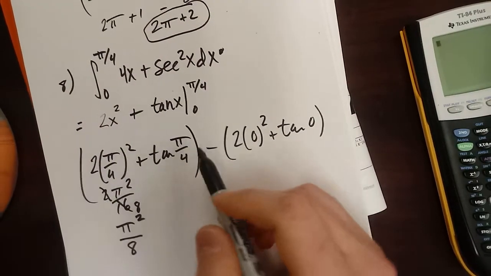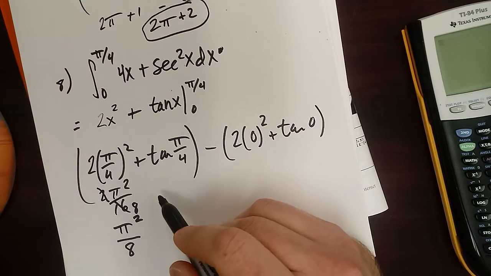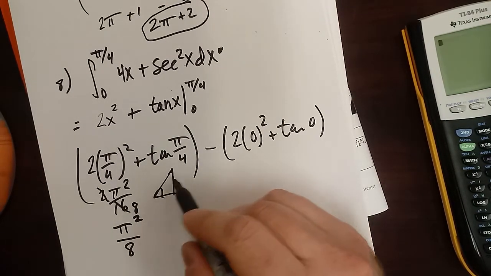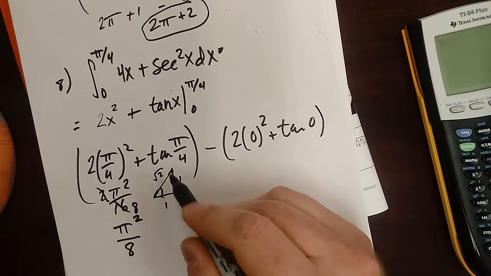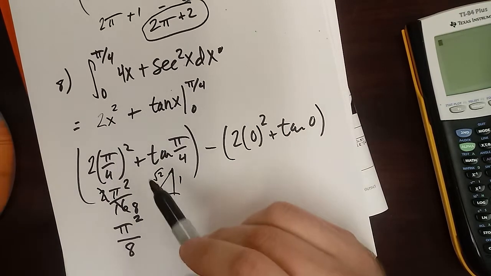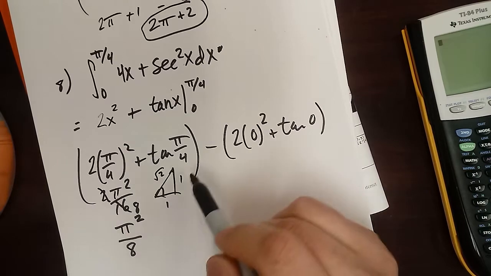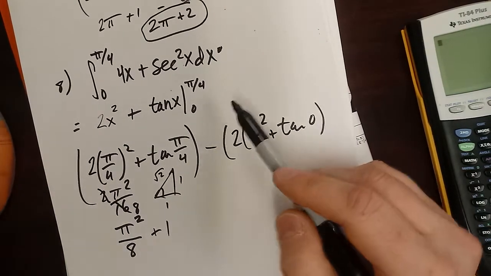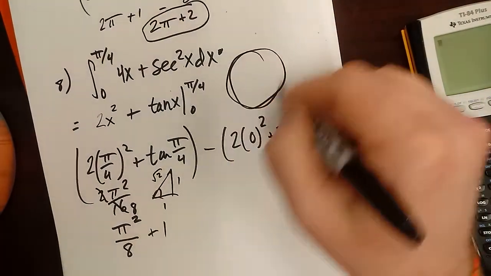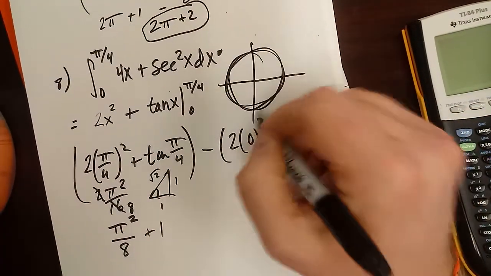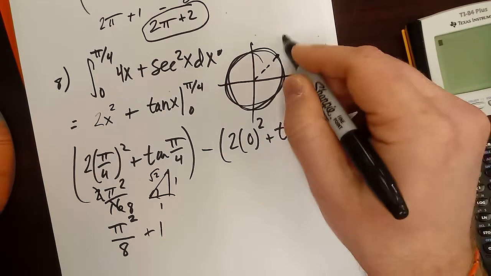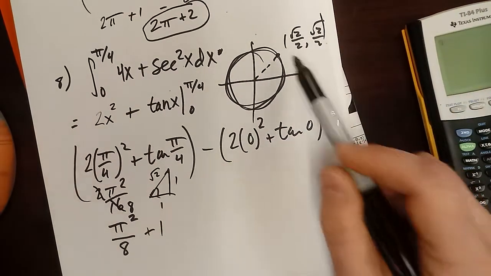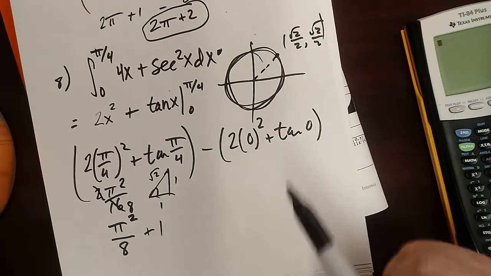Tangent of pi over 4, remember. So pi over 4, if you remember, is a 45-degree angle. So here's our angle. If it's a 45, it's a 1, 1, root 2 triangle. Then tangent is opposite over adjacent, or just 1 over 1. So plus 1. The other way we do tangent of pi over 4 is we use our unit circle. Go out to 45 degrees. Remember that that's root 2 over 2, root 2 over 2, and then do sine divided by cosine, which is y divided by x, which is 1.